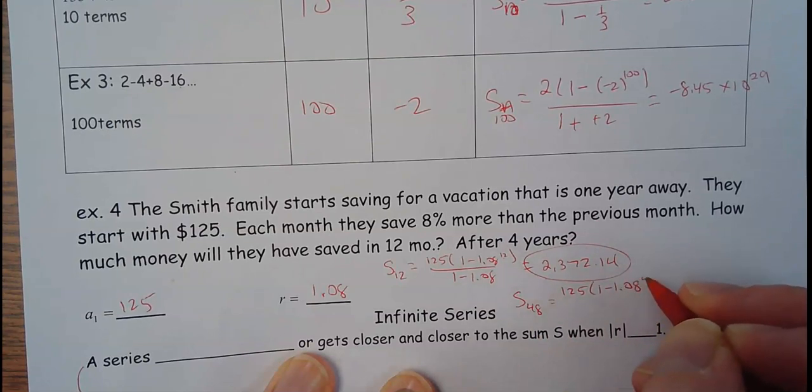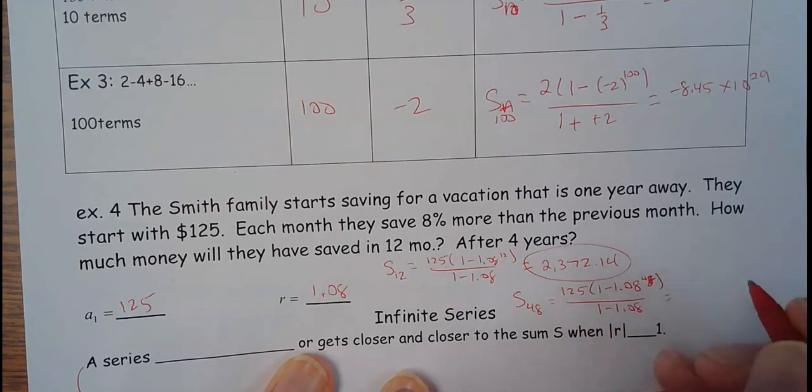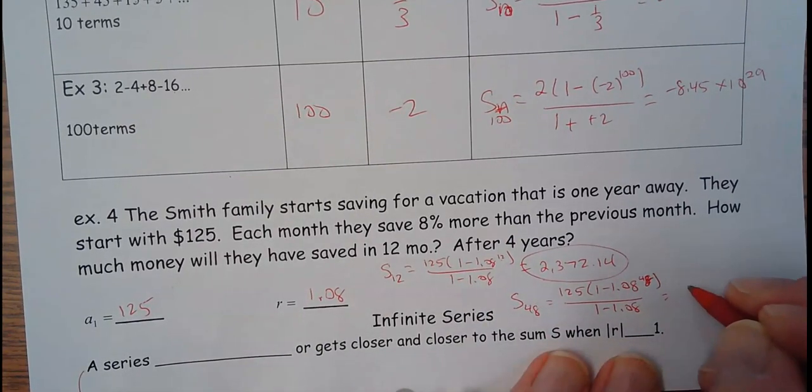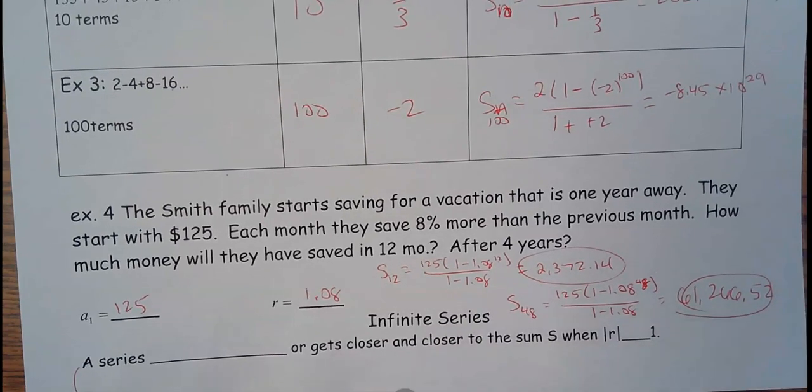I say copy and paste, but it's not really copy and paste. You just scroll up on your calculator and hit enter, and then you can go change the 12 to a 48 and hit enter again, and now it's 61,266.52. That's a good vacation there. I'm not sure what kind of vacation I would take with that kind of money.